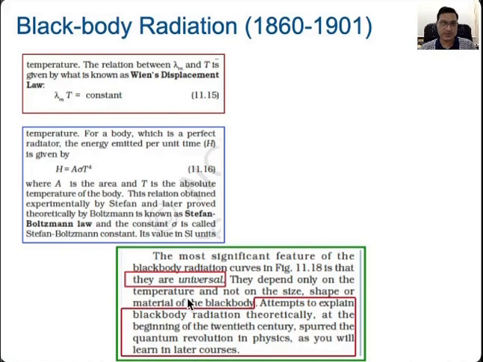That's what we have shown: you have one curve coming from the sun, the other one from the arc, and the third one from a filament source. So that depends only on the temperature. All the three curves belong to different temperatures. But these observations do not depend on the size, shape, or the material of the black body.